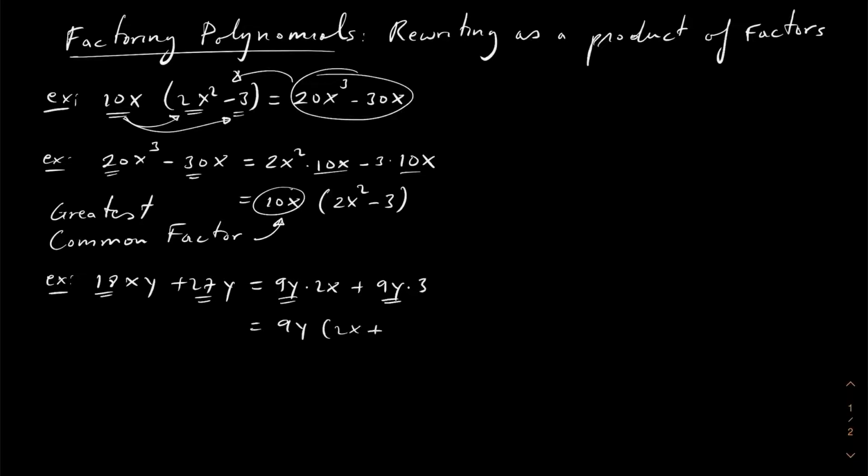That means 2x plus 3. The next example here is going to be something that you cannot use the greatest common factor for, at least at the beginning, because there's no common factor for it. It's going to be x cubed minus 2x squared plus 5x minus 10.